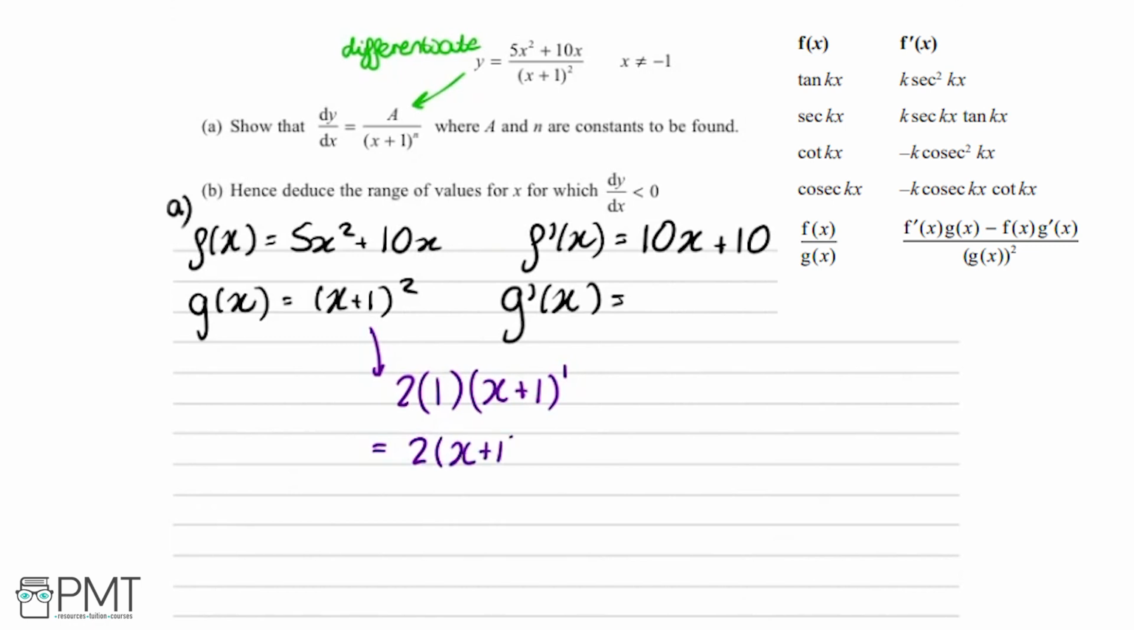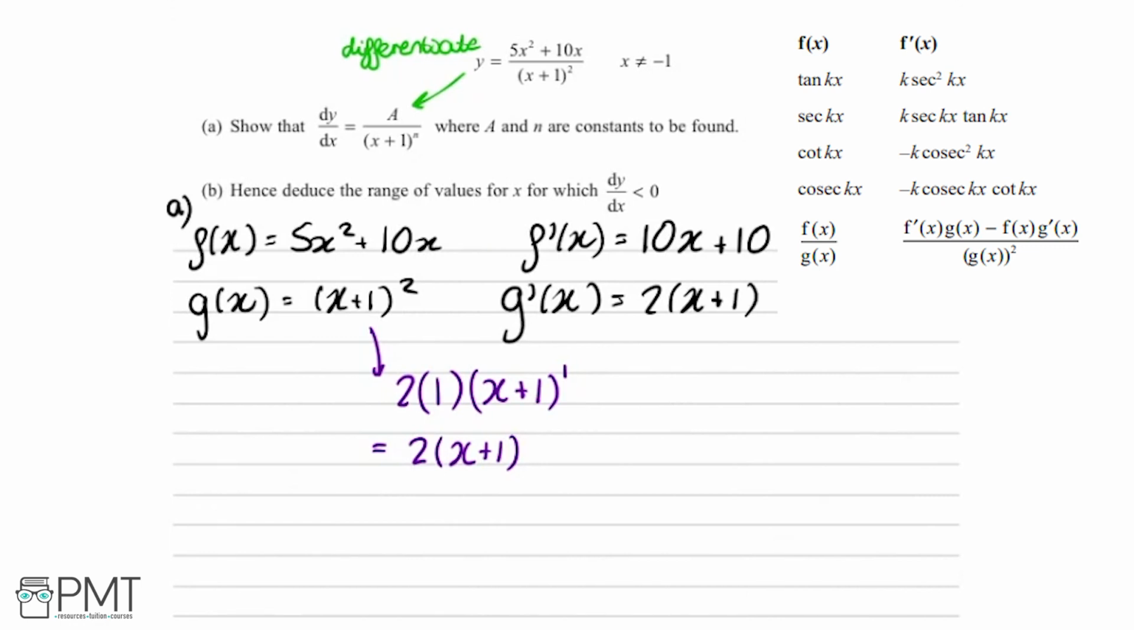So that equals 2(x plus 1). Now in this situation, this actually worked out quite simply, because the derivative of the inside of the bracket was just 1, so it didn't make a difference. However, often it does make a difference, so you've got to be really careful when using the chain rule. So writing this down over here, we've got 2 multiplied by x plus 1.